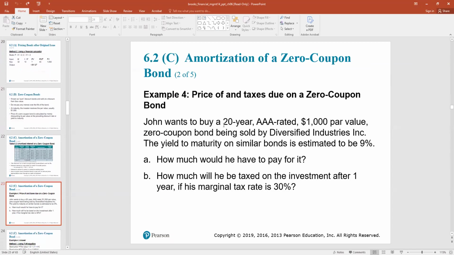Okay. John wants to buy a 20-year AAA rated bond at $1,000 par value. It's a zero coupon bond being sold by Diversified Industries. The yield to maturity on similar bonds is estimated to be 9%. So how much would he have to pay for it? And how much will he be taxed on the investment after 1 year if the marginal tax rate is 30%? So basically, if he wants to buy such bonds for 20 years, is it semi-annual or annual? Annually, okay.